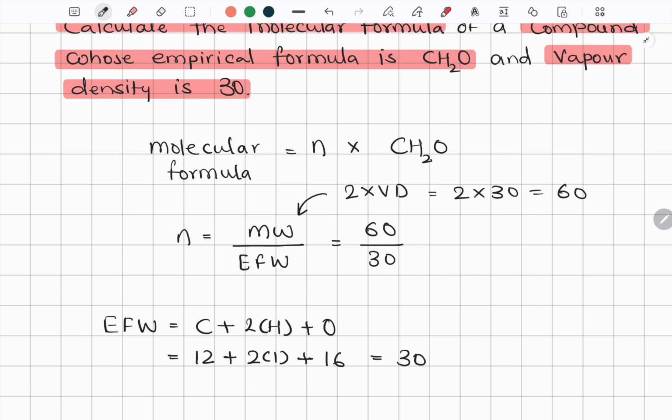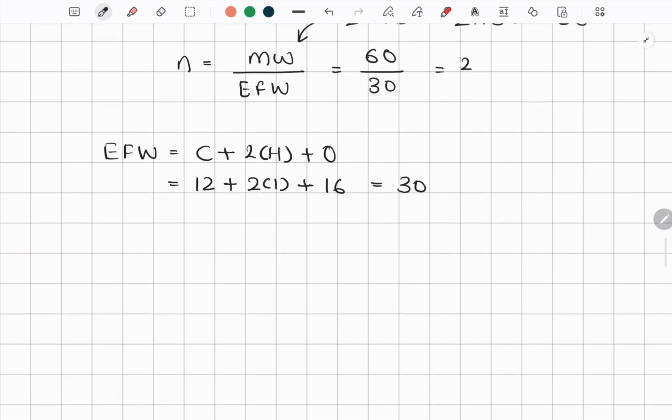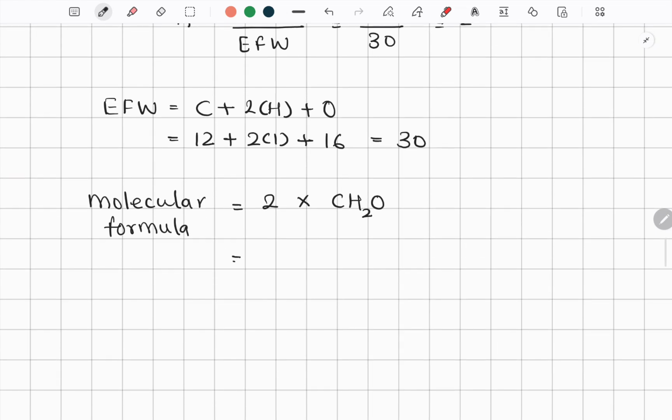Okay. Now 60 by 30. Now we know the molecular weight. Now we know the empirical formula weight. So 60 by 30 is nothing but 2. So the value of N is 2. So hence we can say the molecular formula is equal to the value of N, which is 2, into the empirical formula, which was CH2O. So it's very simple, 2 into CH2O becomes C2H4O2. So what is the molecular formula? C2H4O2. Okay, you can also write it like C2O2H4, but I prefer to write it as C2H4O2.